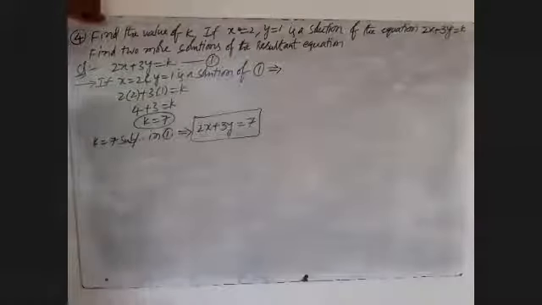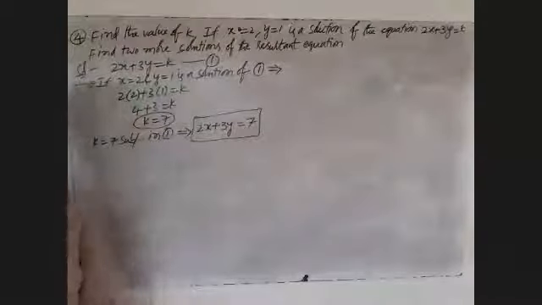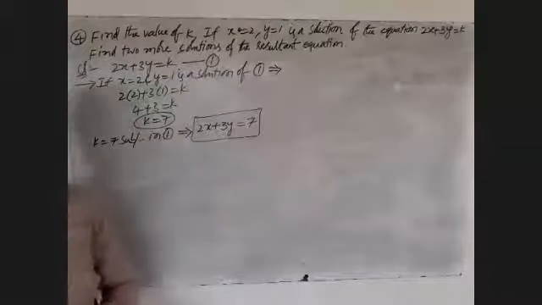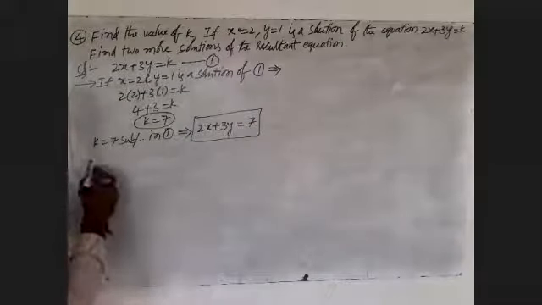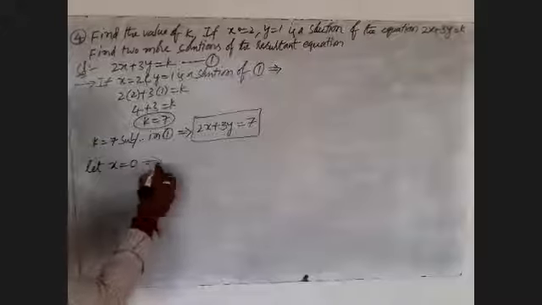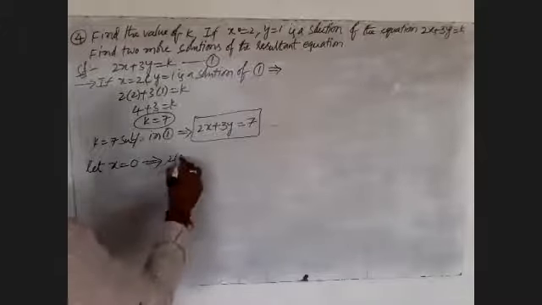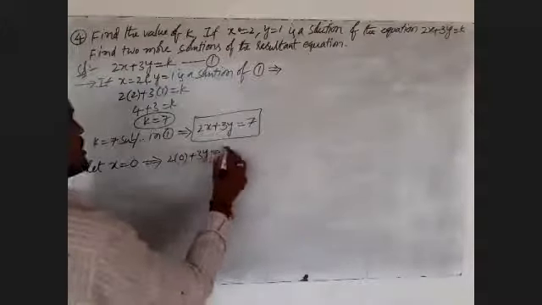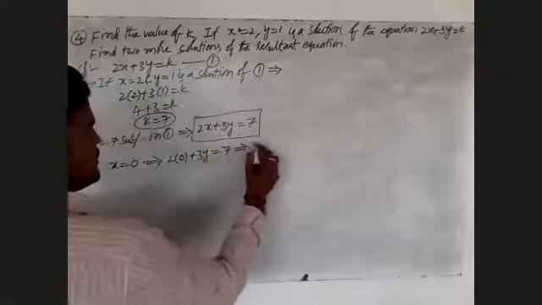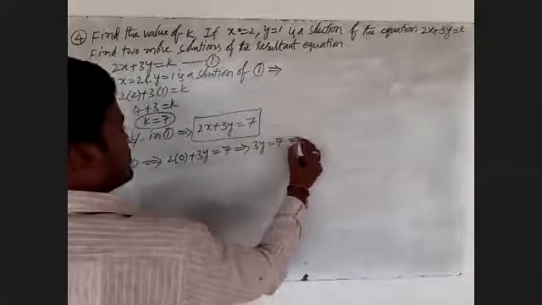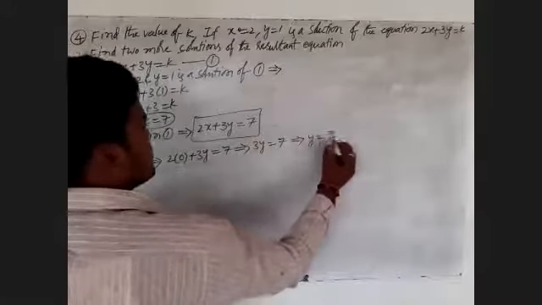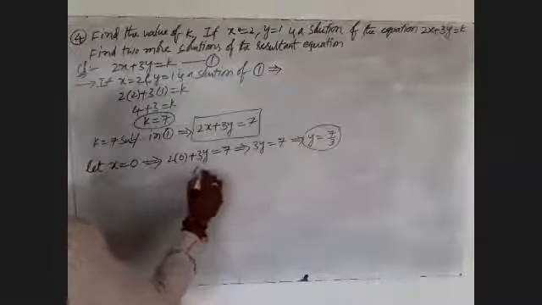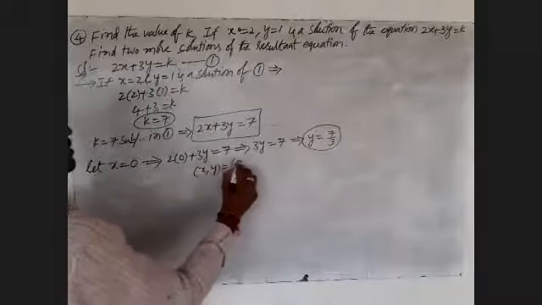But in this problem, we have to find two more solutions of the resultant equation. This is the resultant equation. First I will take x is equal to 0, substituting in this equation. I will write 2 into 0 plus 3y is equal to 7, that is 3y is equal to 7. So y is equal to 7/3. That is the point (x, y) is equal to (0, 7/3).